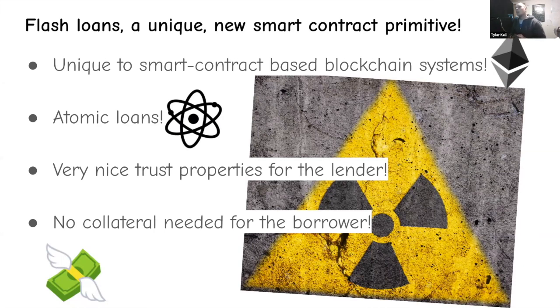And so this has very nice trust properties, both for the lender and the borrower, because the lender basically doesn't have to worry about losing money or someone running away with their money. And this is nice for the borrower because the borrower can potentially borrow up to infinite amounts of money without ever having to post any collateral, because the lender is assured that the money they're lending is always going to be returned atomically before the transaction ends.